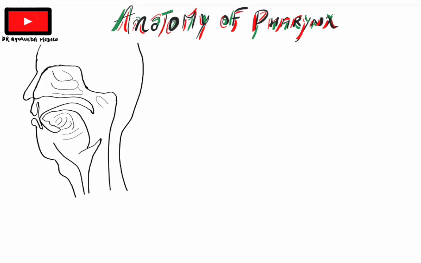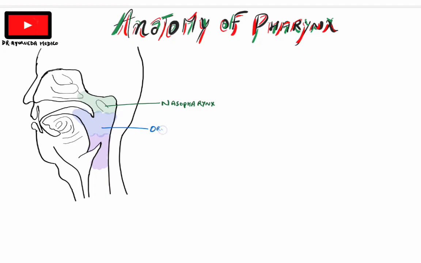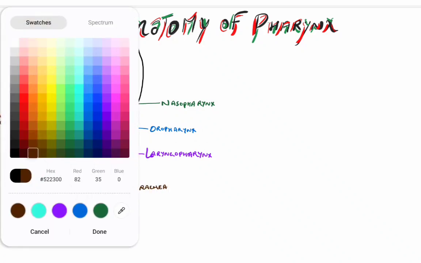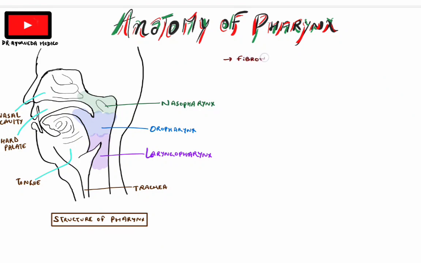So now, as shown in this image, this is the nasopharynx, this is the oropharynx, and this is the laryngopharynx. This is the nasal cavity in front, the hard palate, soft palate, tongue and the trachea, which we will be including in the communications in a further video.